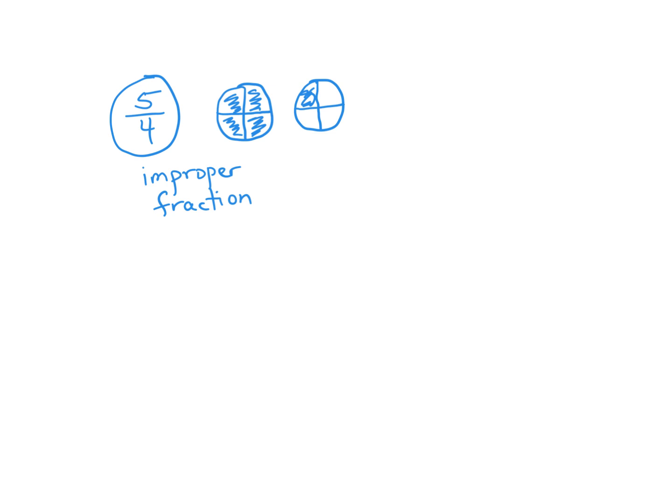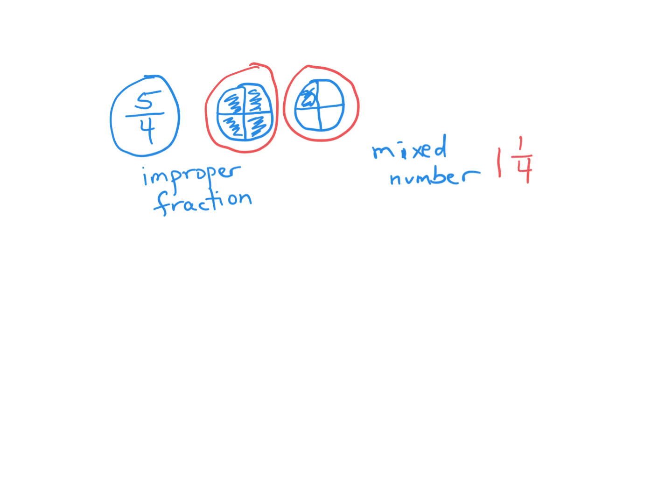But there's another way to write an improper fraction. An improper fraction can also be written as a mixed number. So I take a look at this improper fraction that I have, and I can see by the picture that what I have is 1 whole circle and 1/4 of another circle. So as a mixed number, this is the same thing as 1 and 1/4. In this course, you do need to be able to change from an improper fraction to a mixed number.